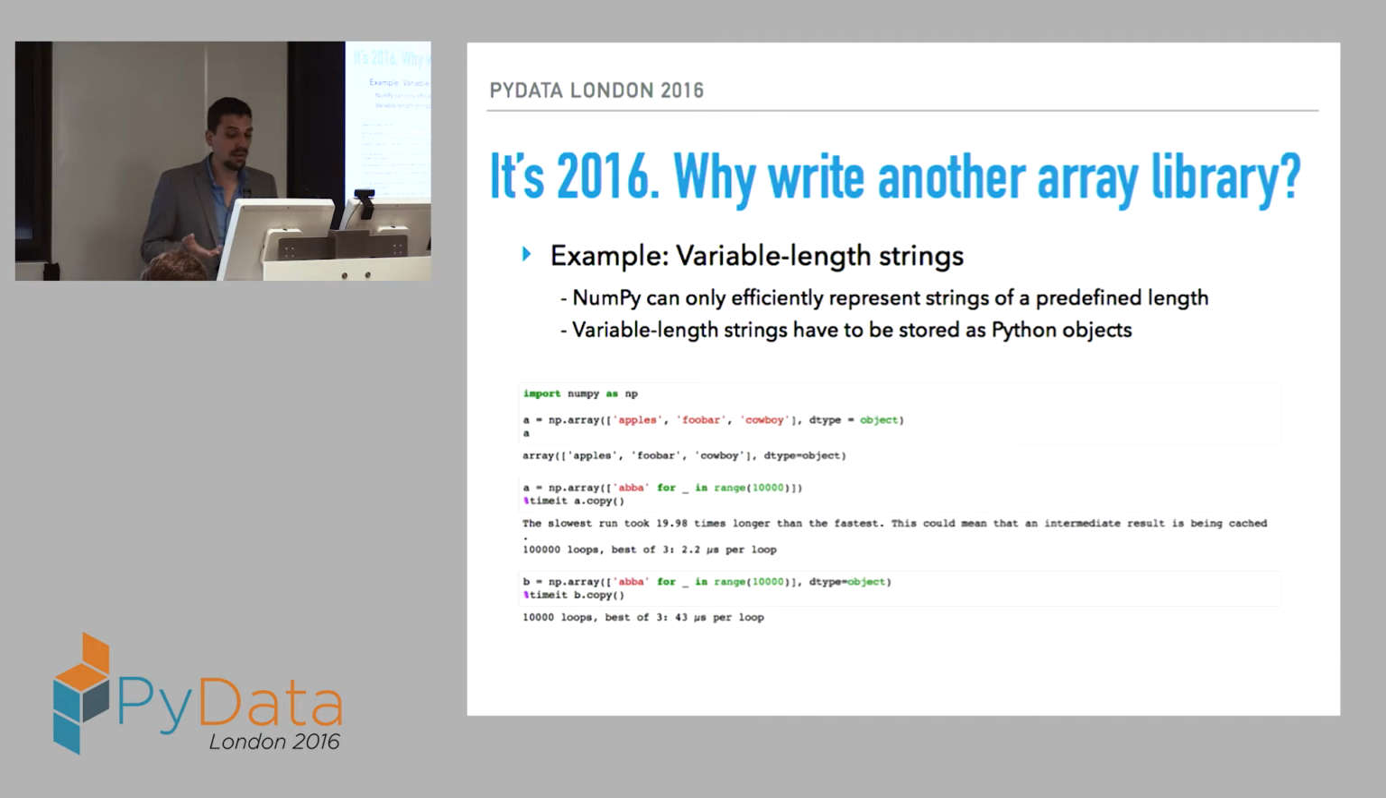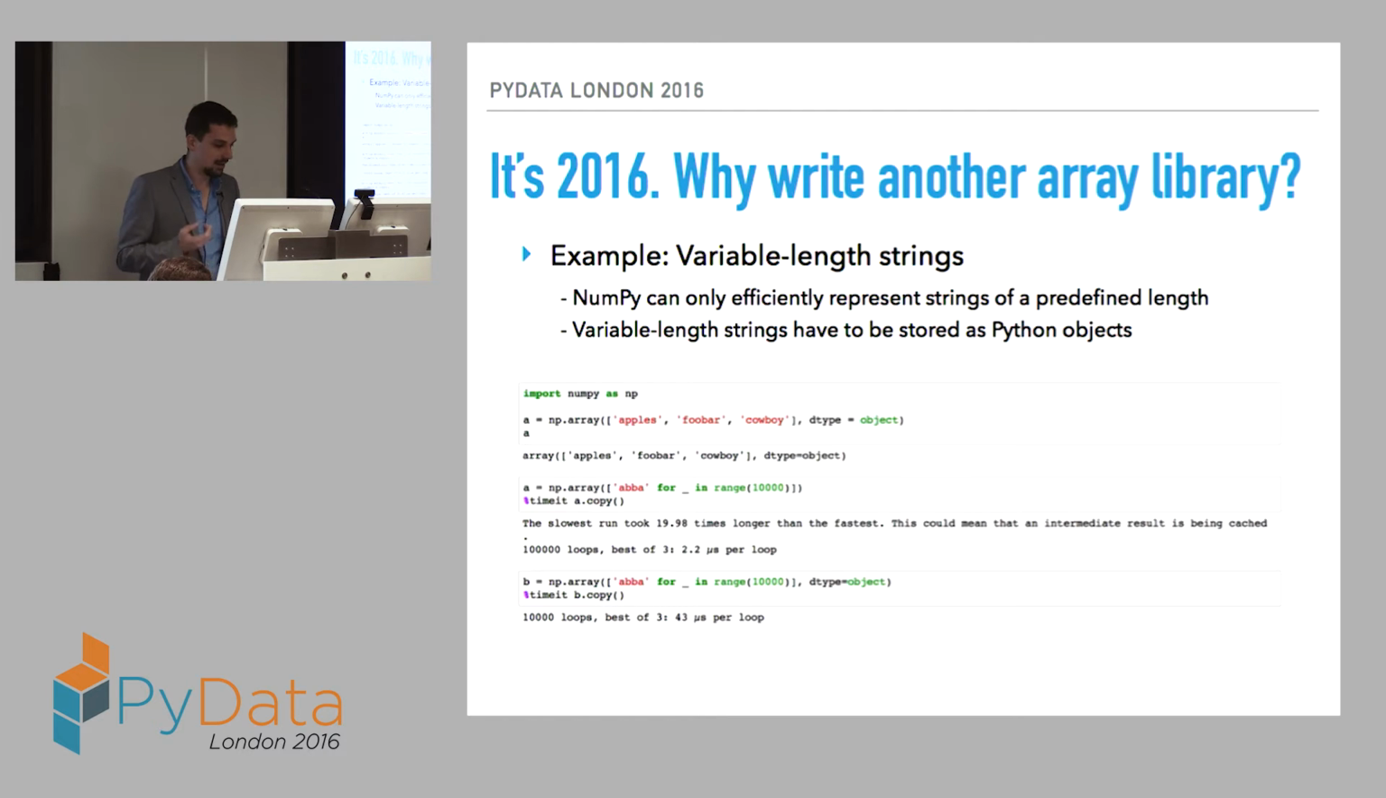Here's another example, variable length strings. NumPy can't represent strings of different lengths well. It can represent strings of a fixed length. If you want to have arrays of strings of only size 4, it can do that. If you want arrays where strings may be different lengths, it can only do that through Python objects. So that's really not great.